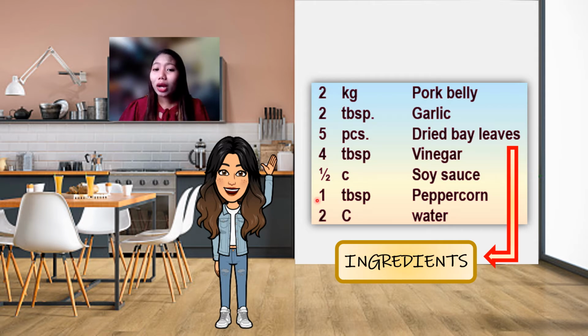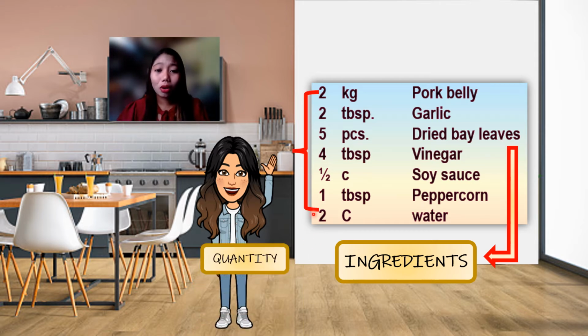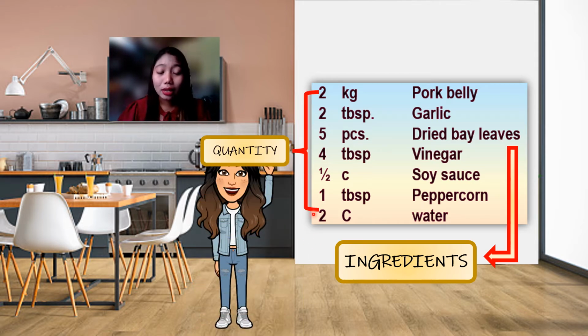So, the number 2 until the last 2 here is what you call the quantity. Yung bilang niya, ilang piraso. Okay, ilan. Yun yung sasagutin niya.